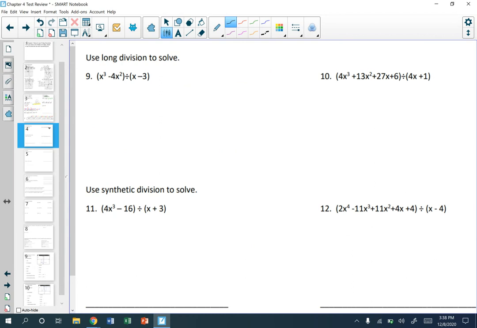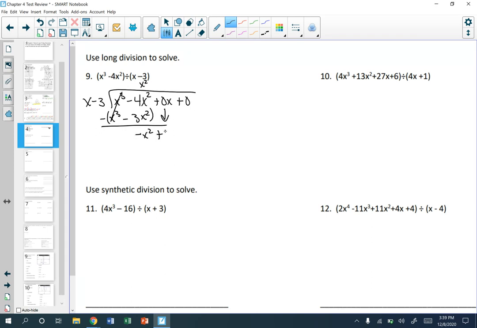All right, use long division to solve. So I'm going to set this up. We got x cubed minus 4x squared. And then don't forget we need to put those placeholders in for the x and that constant term. I'm dividing by x minus 3. So I'm looking at how do I get to x cubed? I need to multiply by an x squared. And I get x cubed minus 3x squared. I need to subtract that, so my x cubes cancel, and I'm left with negative x squared.